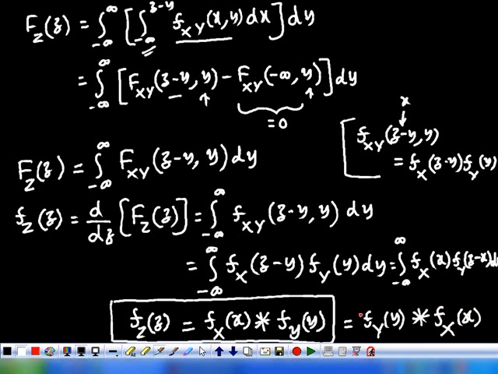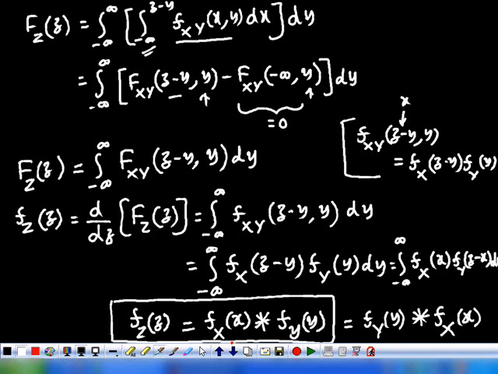I think you already studied the properties of convolution. Convolution is commutative, associative, and distributive. So here we can use either of the two expressions: fx of x convolved with fy of y is equivalent to fy of y convolved with fx. This concept is important, and based on this we study the central limit theorem. In the next class we consider the central limit theorem, which is based upon this relation.